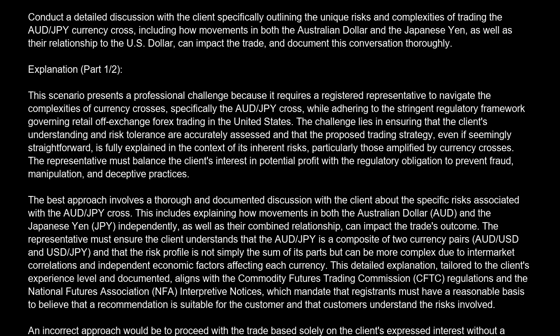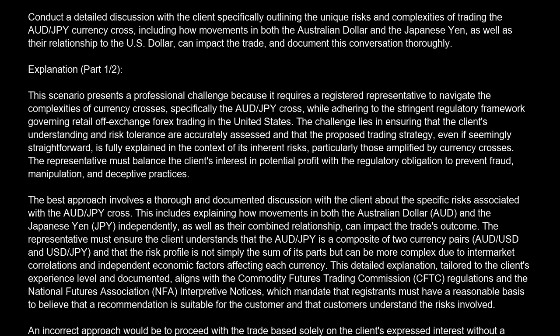This detailed explanation, tailored to the client's experience level and documented, aligns with the Commodity Futures Trading Commission (CFTC) regulations and the National Futures Association (NFA) interpretive notices, which mandate that registrants must have a reasonable basis to believe that a recommendation is suitable for the customer and that customers understand the risks involved.